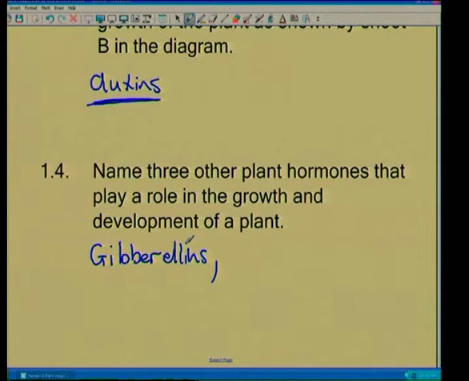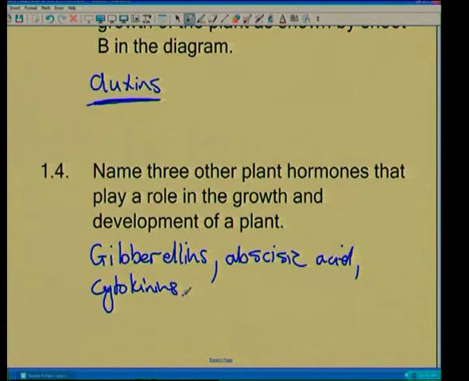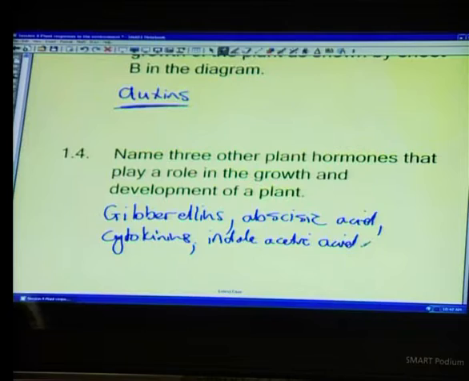You've got gibberellins. You've got that thing that sounds like something that's a sickness. So you've got abscisic acid. Remember, that causes abscission of leaves, breaking off of leaves. Okay. You've got cytokinins. You could also add another one, indole acetic acid. Okay, that's IAA. I mean, there are a whole bunch that you could name, but we've gone through gibberellins, abscisic acid, and cytokinins.